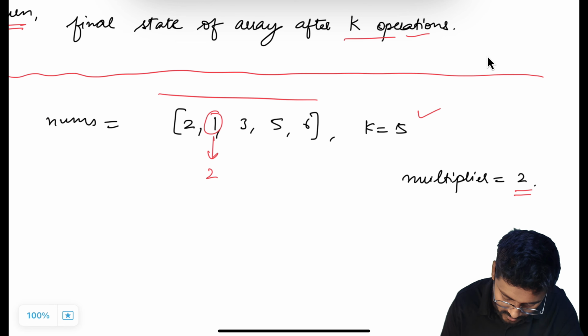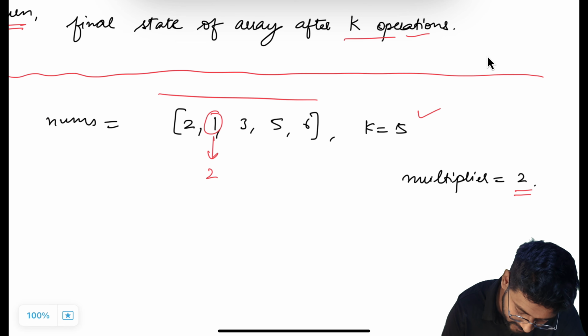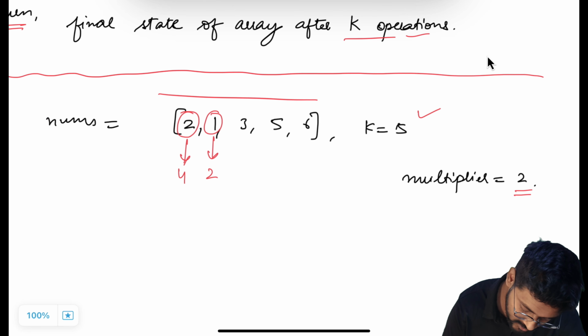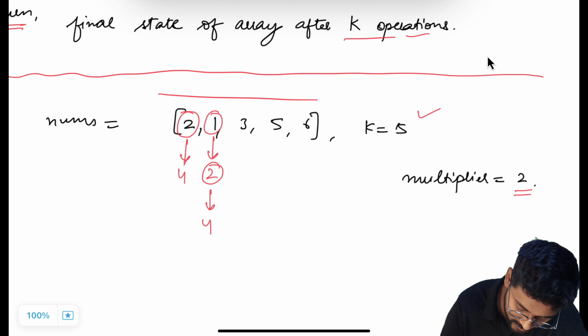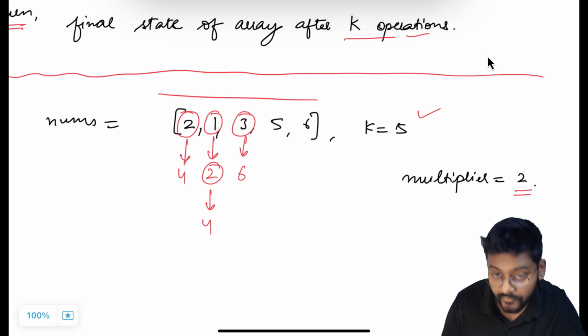In the second operation, pick the minimum value which occurs first. That is going to be this 2, and this 2 will be replaced with 4, 2 times multiplier. And in the third operation, we are going to pick 2, and 2 will be replaced with 4. Now the state is 4, 4, 3, 5, 6 after 3 operations. In the fourth operation, the minimum would be 3. 3 will be replaced with 3 times 2, 6. And this is the state after 4 operations.